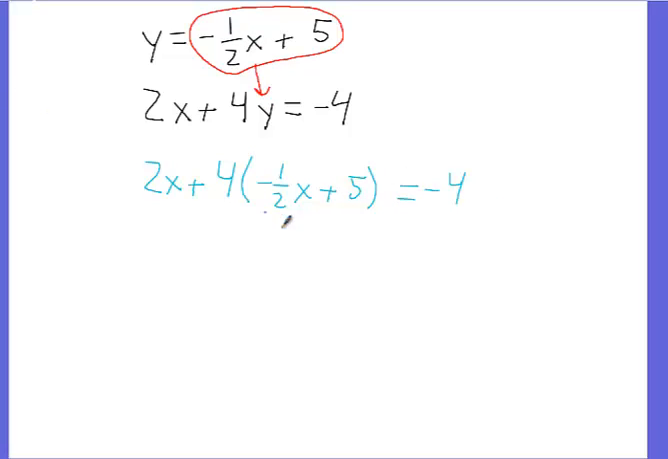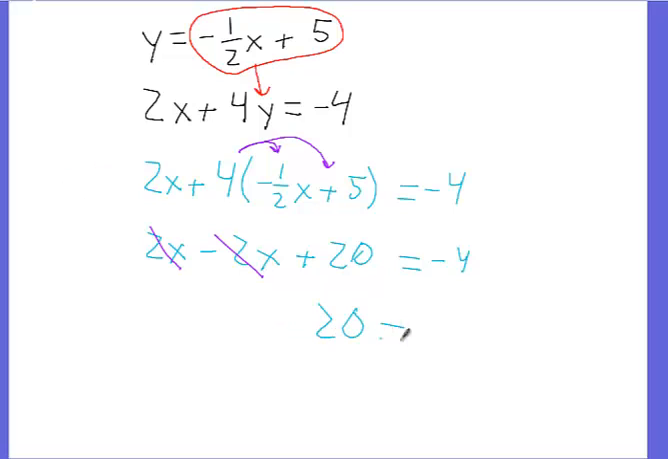So now if you notice, we only have x's in this equation, so we're going to simplify. We know we have to distribute this 4. So we're going to get 2x minus 2x plus 20 equals negative 4. And then we're going to simplify. The positive 2x and the negative 2x cancel, and we get 20 equals negative 4.